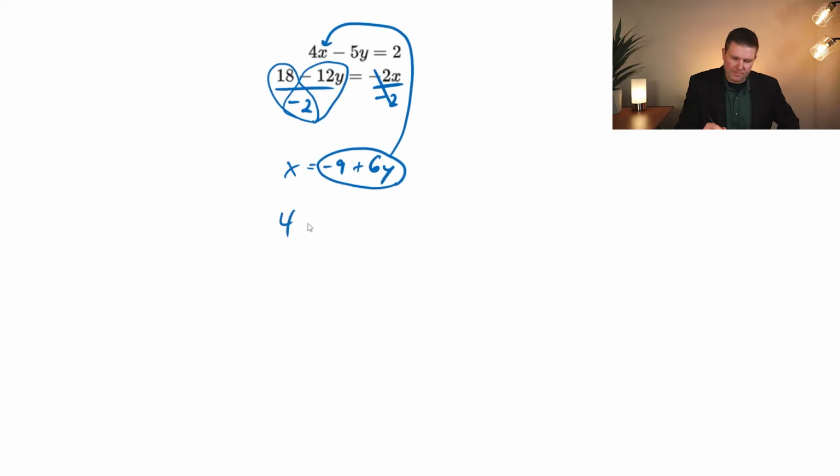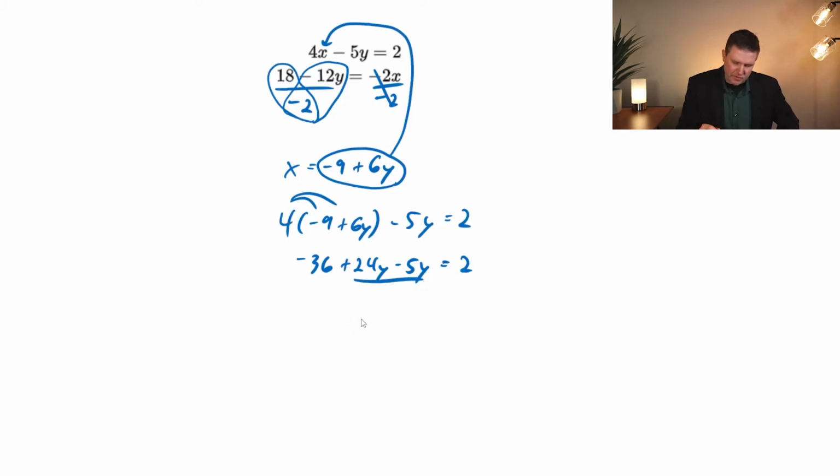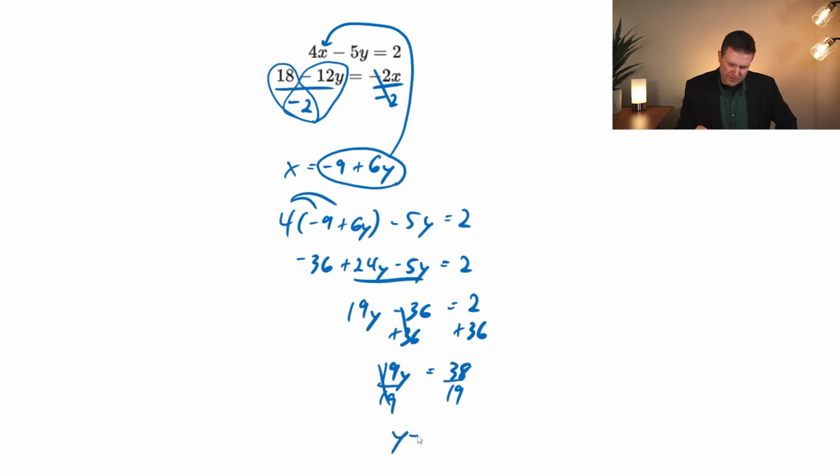So you now have 4 times negative 9 plus 6y minus 5y equals 2. Distribute that 4, negative 36 plus 24y minus 15, or minus 5y, sorry, equals 2. And then combine these y's here, you're going to get 19y, and then you can bring down your negative 36 over here if you want, and then equals 2, and then bring the 36 over. So 19y equals 38, divide both sides by 19, and y is 2.